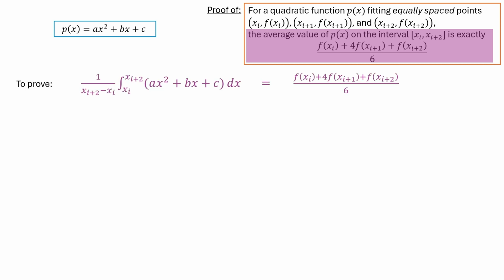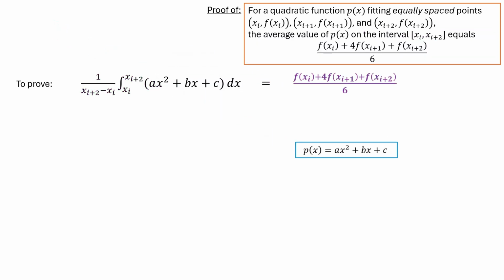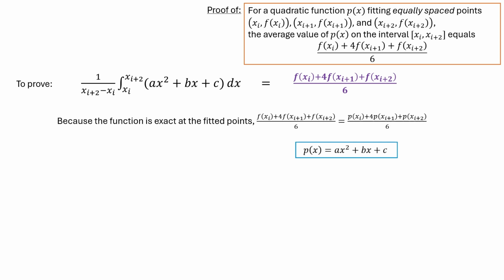The left-hand side comes from the average value formula applied to this quadratic function from xi to xi plus 2. The right-hand side remains unchanged. Let's work with the right-hand side first. Notice we can use either p or f here because the quadratic function p is exactly fitting the true function f at those points. We know more about p, so we'll use those outputs here.